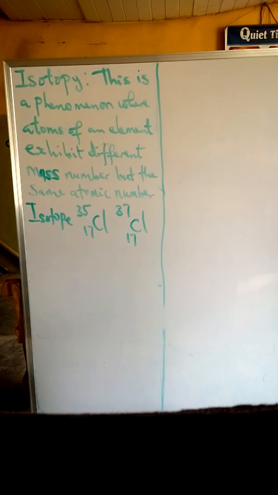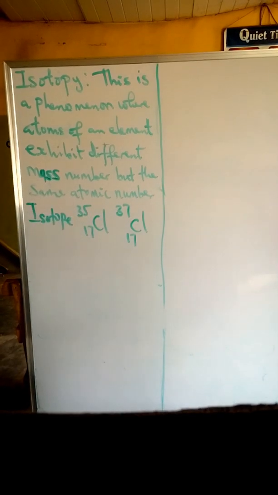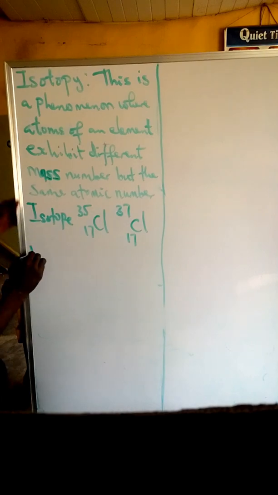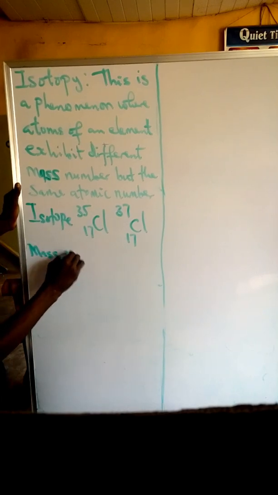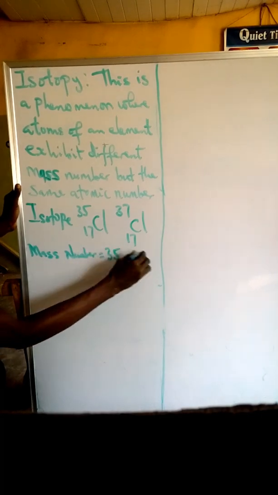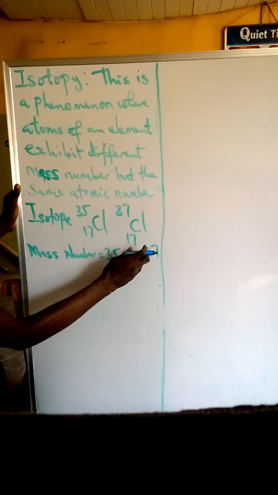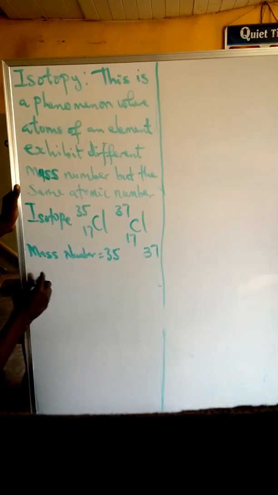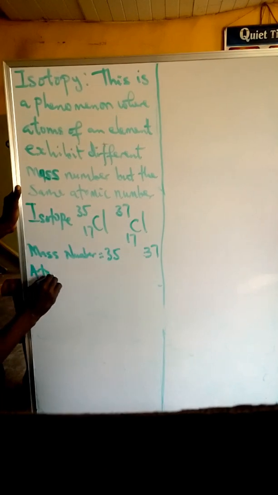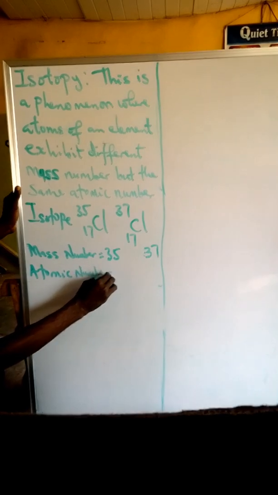Now let's look at what you will see here, that both of them have the same atomic number. Let's look at it together. Now let's look at mass number. The first one, the mass number is 35. The second one, the mass number is 37. Then the atomic number is the same, 17.